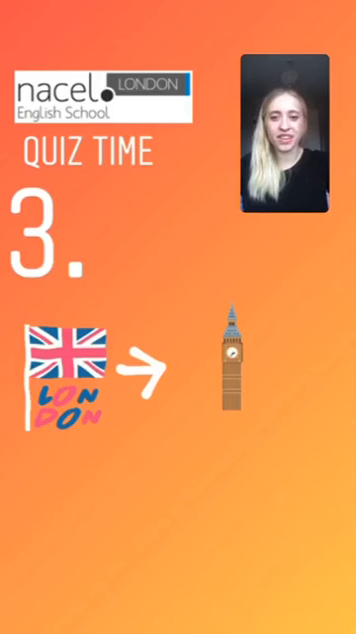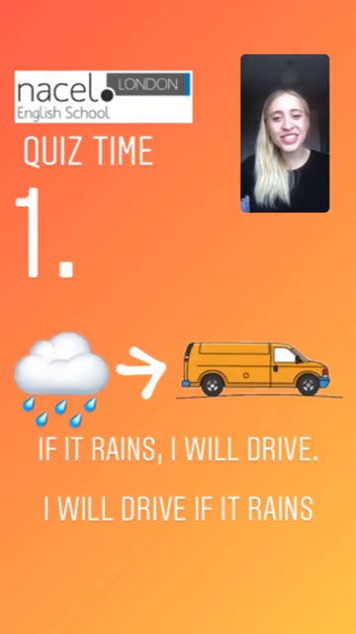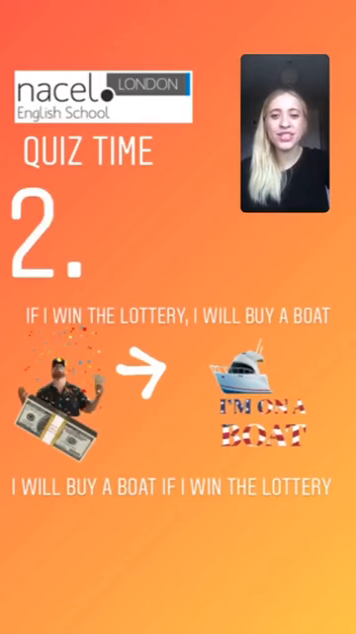Okay. Number 1, so your 2 sentences are, if it rains, I will drive. And the opposite, I will drive if it rains. If you have a different verb here instead of drive, that's fine, as long as you have the same sentence structure. Okay, number 2, we have, if I win the lottery, I will buy a boat.